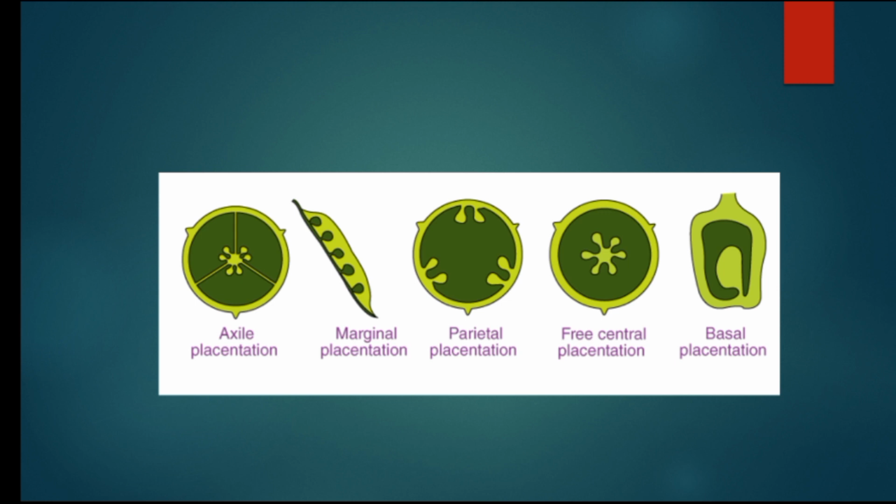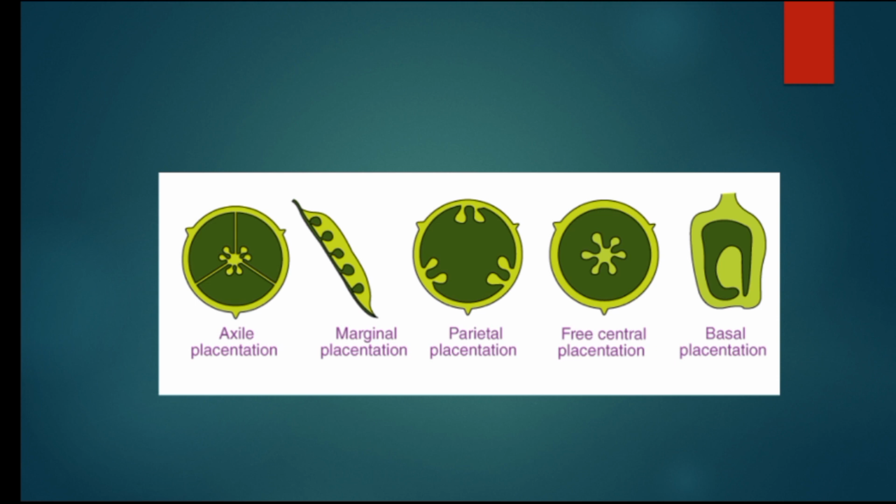Then the third diagram shows parietal placentation. Then the next is free central placentation. It has all the ovules attached with the placenta at the center. And the last diagram shows basal placentation, means in mono to polycarpellary ovaries, the ovules are attached to the placenta at the base of the ovary wall, which is known as basal placentation.